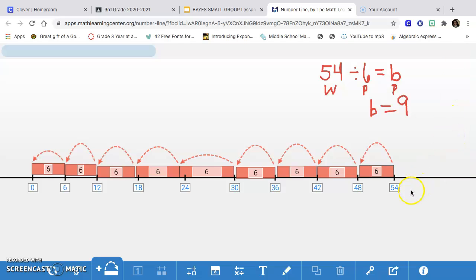I hope this helps you see visually what it looks like when you're using repeated subtraction on this number line.